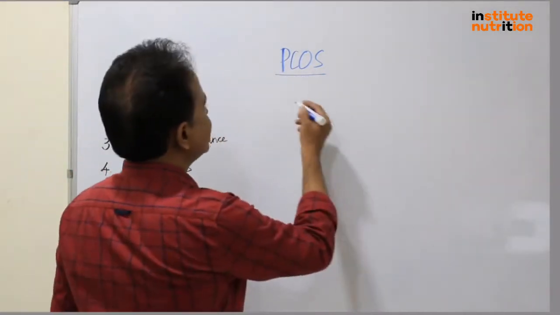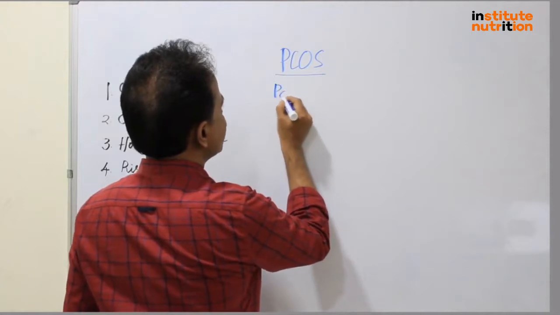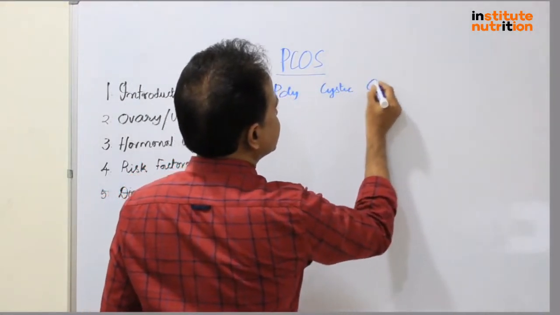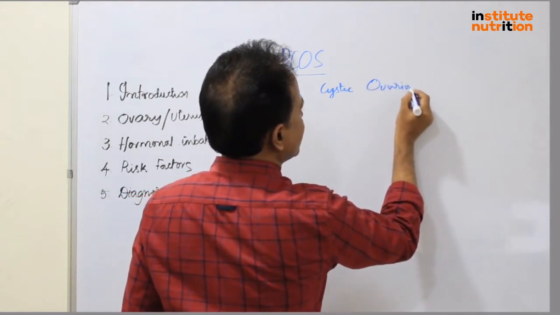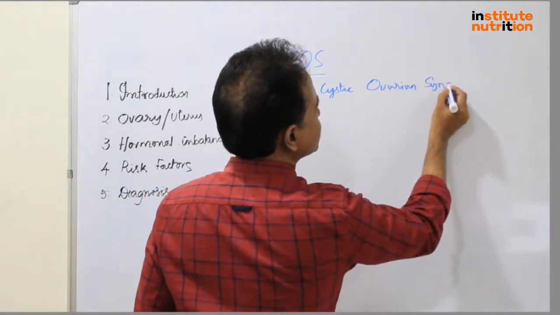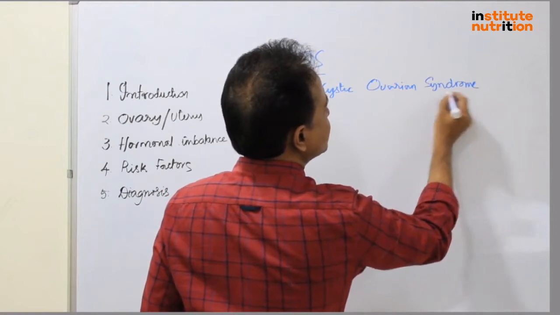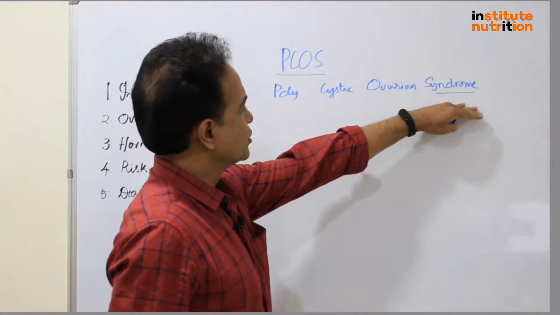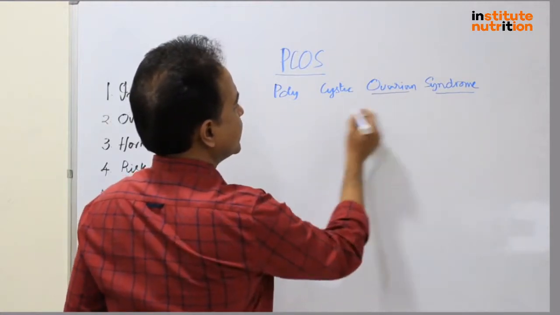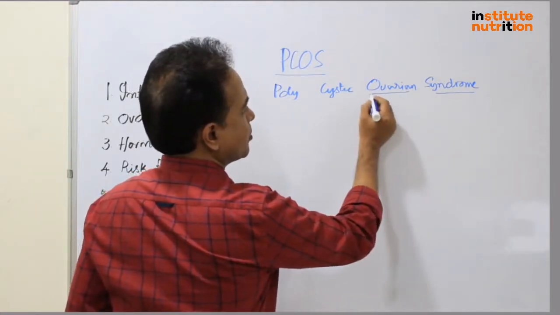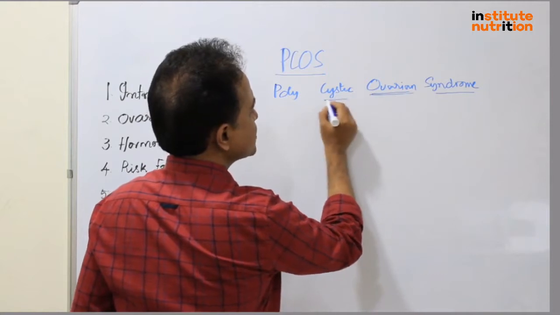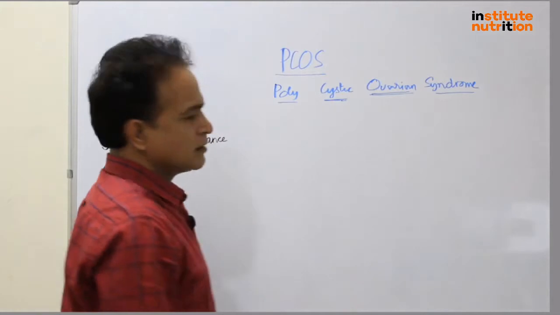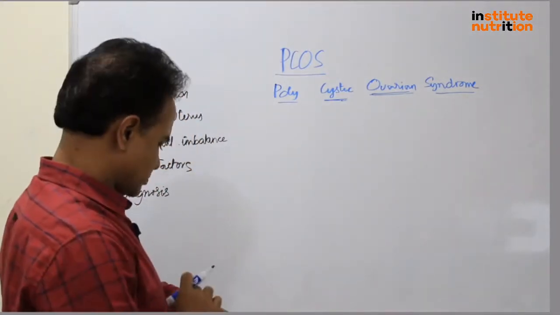So as the name suggests, PCOS is polycystic ovarian syndrome. We all know what a syndrome is, right? A syndrome is a collection of diseases. It is happening in the ovary, and the problem in the ovary is the formation of cysts, and the cysts are many, right? This is polycystic ovarian syndrome.